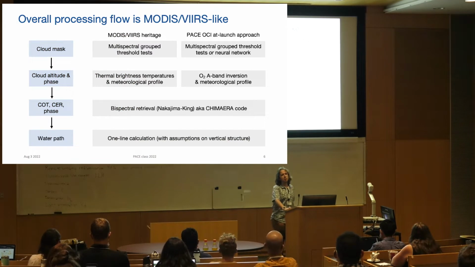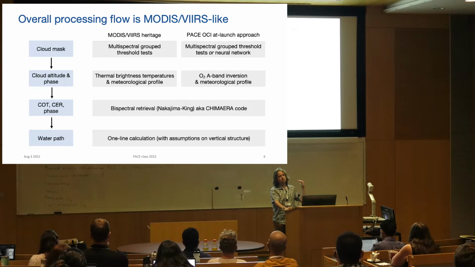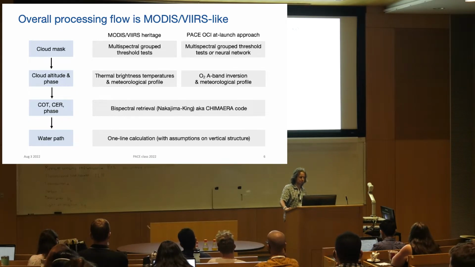So the overall data processing flow we'll be doing for PACE OCI is, like I mentioned earlier, very similar to the NASA MODIS and VIIRS heritage processing system. So first of all, you determine the cloud mask, then you determine the cloud altitude, and then you use that to do the corrections you need to get the cloud optical thickness, particle size, and phase from one algorithm. We call that cloud optical properties. And finally, derive the water path from everything else.